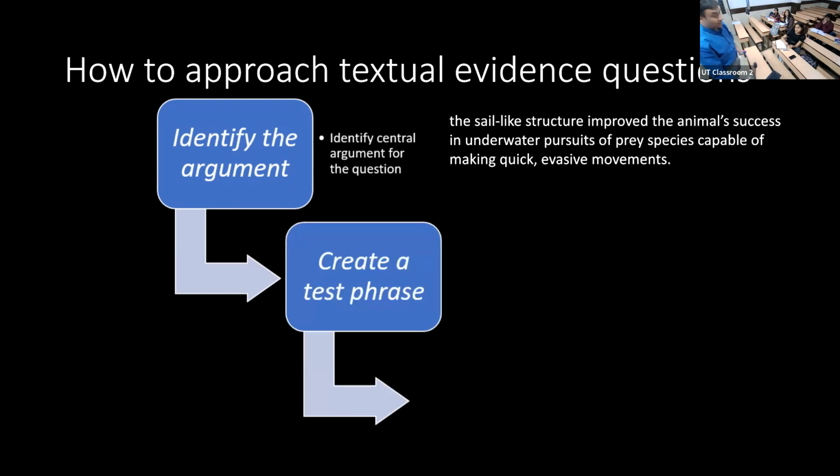The next step, and this is very important, is to create your own test phrase. What I was calling a paraphrase: now create a test phrase in your own words. Create one phrase. What does this really mean? This means that you rephrase whatever this argument is in the simplest possible terms. It could even be symbols.